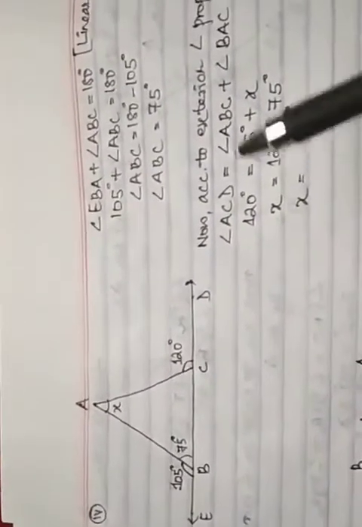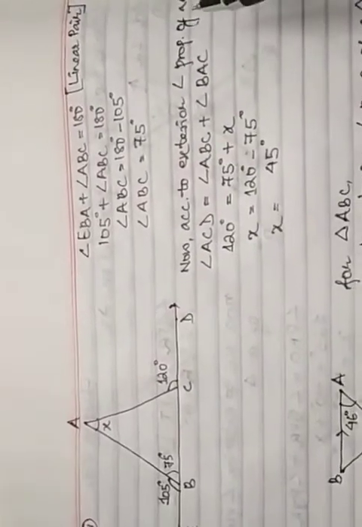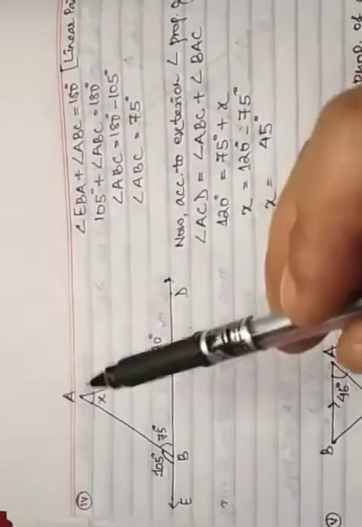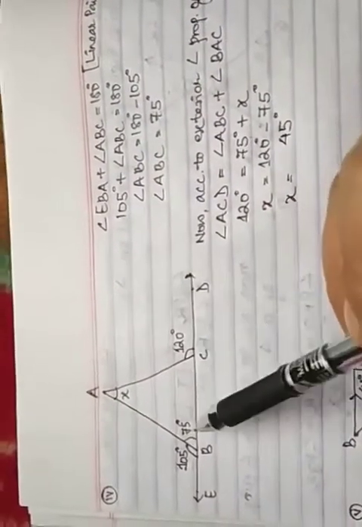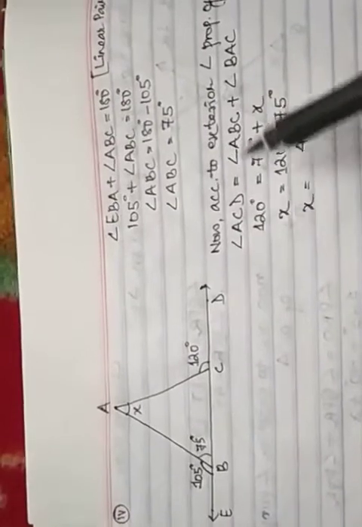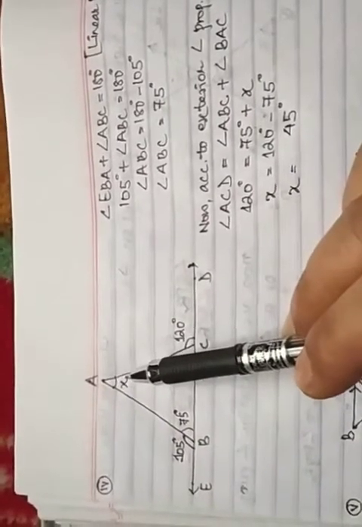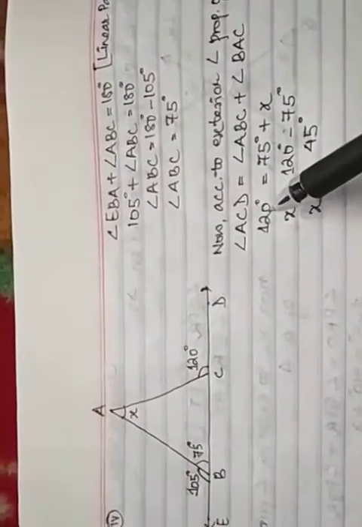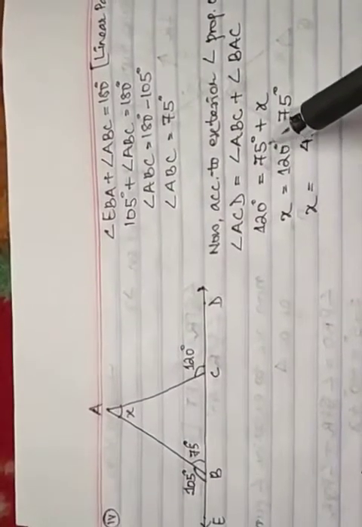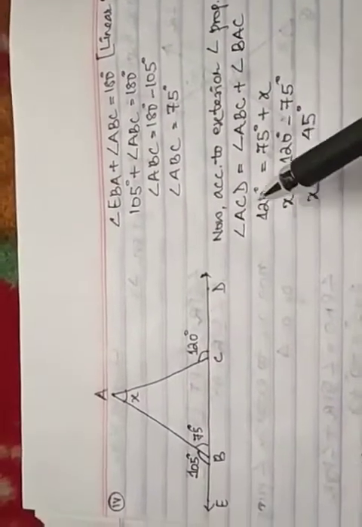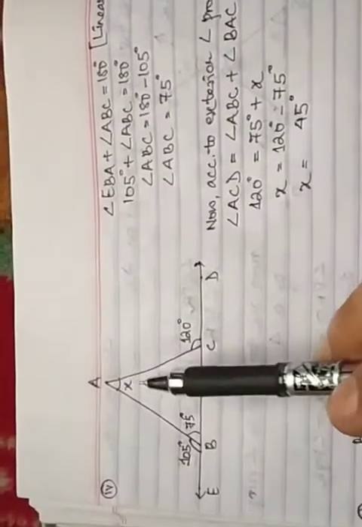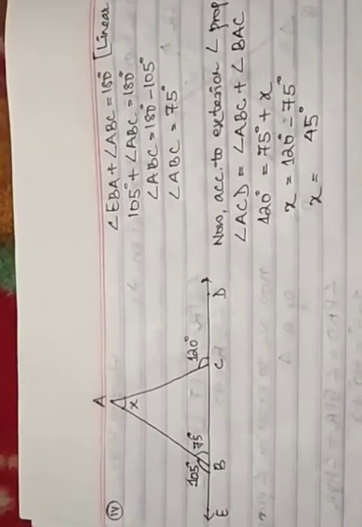So now what I have done here is, according to the exterior angle property of a triangle, angle ACD, this angle, is equal to the sum of its interior opposite angles. So see, angle ACD equals angle ABC, that is this angle 75 degree, plus angle BAC, because this is what we needed to find, isn't it? Angle X. So 120 equals 75 degree plus X. Now 75 goes to the other side, plus becomes minus, subtracts, so X equals 45 degree. Now see, we got the value of X as 45 degree, and we are done here.